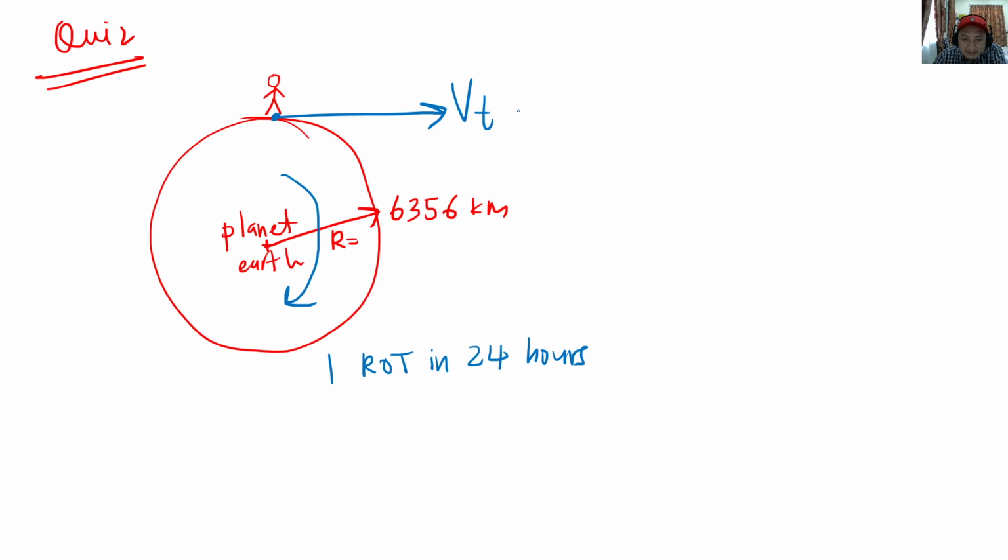Then we are experiencing right now 1 rotation in 24 hours. Boleh ah? 1 rotation in 24 hours. Betul lah tu. And this one I want to know in kilometer per hour. Find out for me. If you can do this, you have not wasted 1 hour of your time lah. You really understood how to do this. Okay, so try this out.